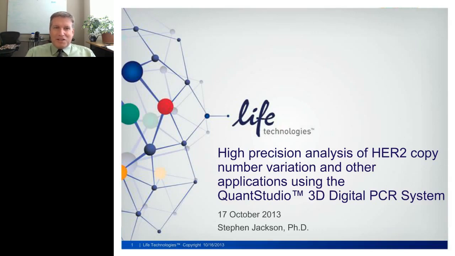In particular, I'm going to talk to you about how the digital PCR system can be used to analyze copy number variability in different cancer applications. And just to reemphasize, it's going to be covering some information on HER2 copy number variability, as well as some gene expression analysis and rare allele detection, which can be used with the QuantStudio 3D system.